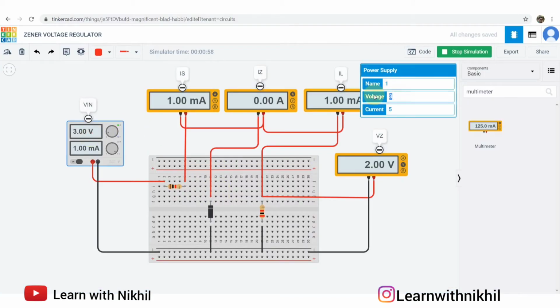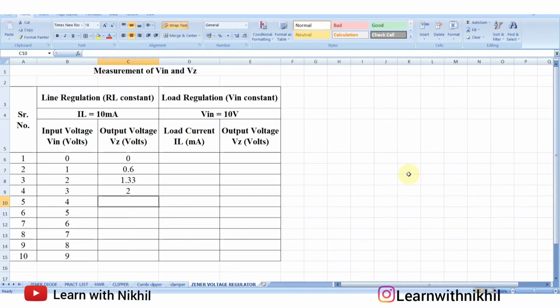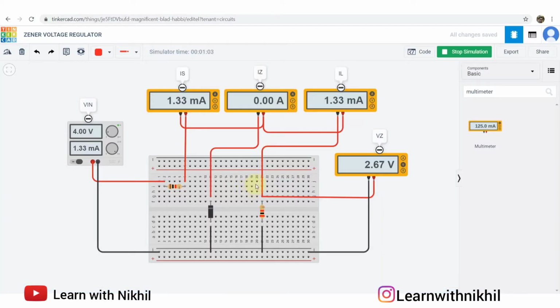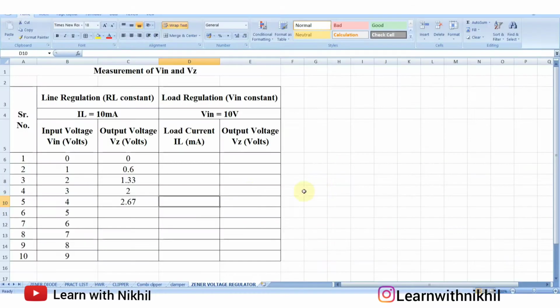Then 4, VZ value is 2.67. Now one thing I forgot to mention, we have kept the Zener voltage as 5.1 volts, about 5 volts. So this is the Zener voltage. As you know, after 5 volts, this voltage will get constant, as that's the purpose of the Zener diode. So for 4 volts input, the VZ is 2.67. Now when the input supply voltage is 5, output is 3.33.